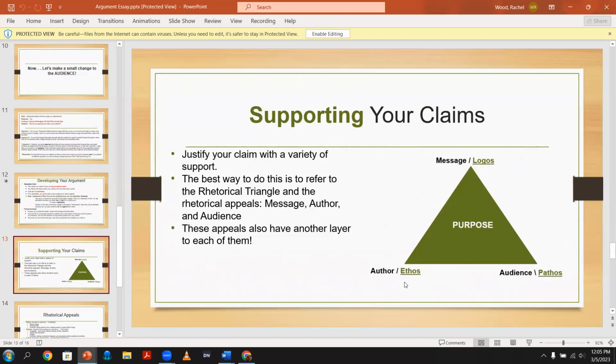Ethos is credibility. And what I tell students, the best way to remember ethos when you're writing and credibility is to think about Shaquille O'Neal. Shaquille O'Neal is a celebrity spokesperson. He's on television with commercials all the time.